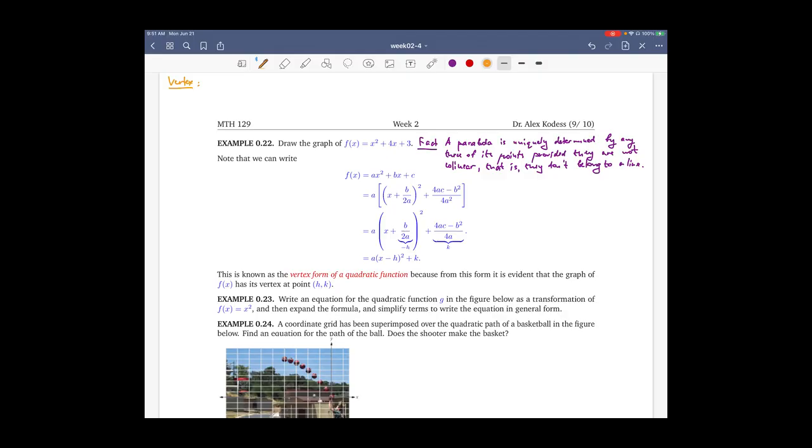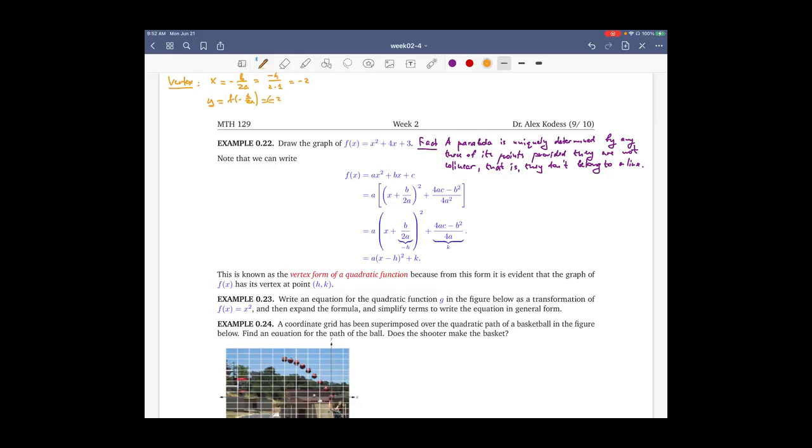Remember, vertex has x-coordinate negative b over 2a, which in our case is negative 4 over 2 times 1, that's negative 2. And the y-coordinate of the vertex is easy to find by plugging negative 2 into the expression of the parabola.